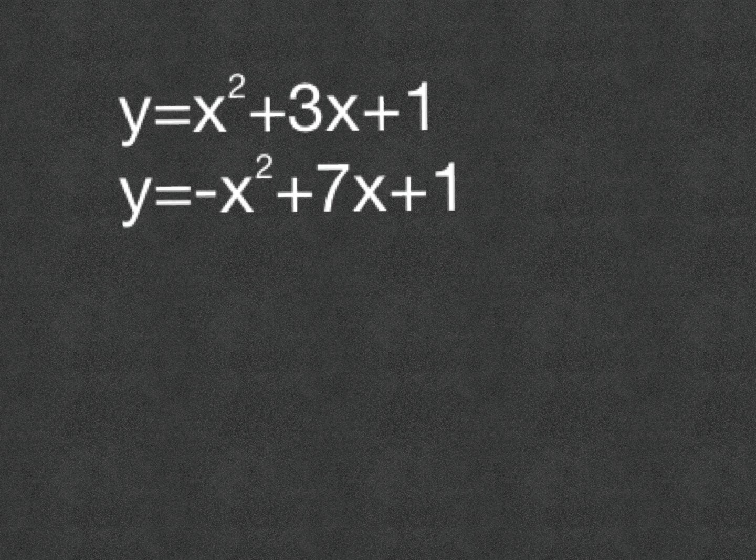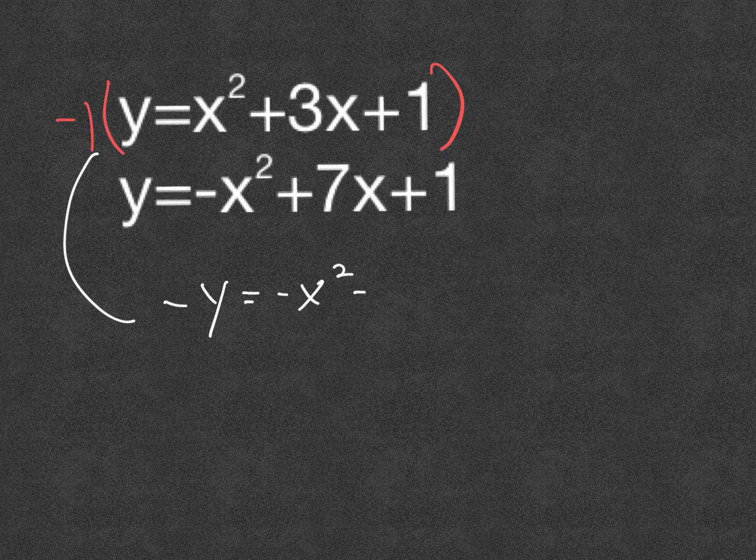Hey, welcome back. Did you miss me? I'm just joking. Okay, now what we need to do is multiply one of these by negative 1. Again, it looks like it might be a little bit easier to multiply the first equation by negative 1. That changes the sign. That's going to give me negative y equal to negative x squared minus 3x minus 1. The second equation is y equal to negative x squared plus 7x plus 1.